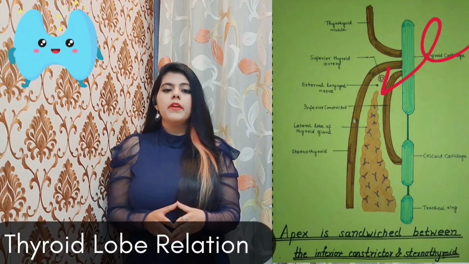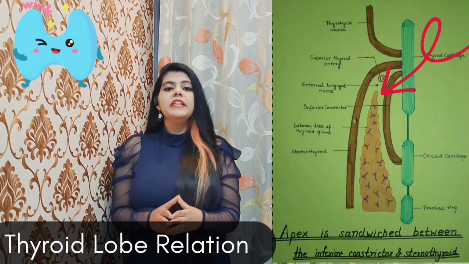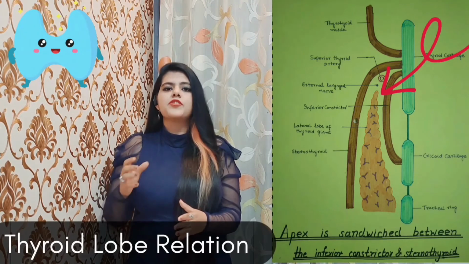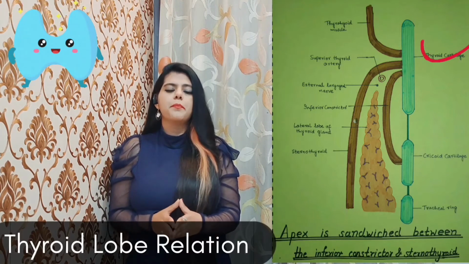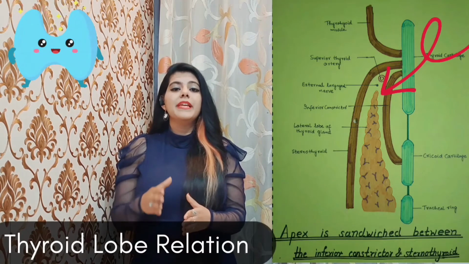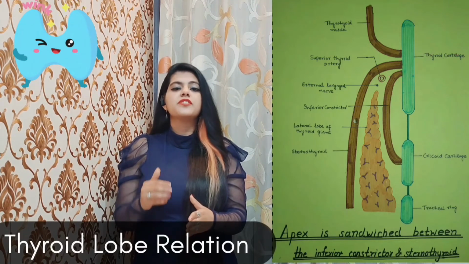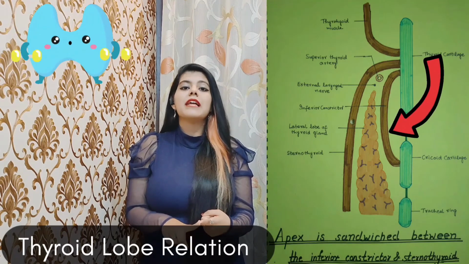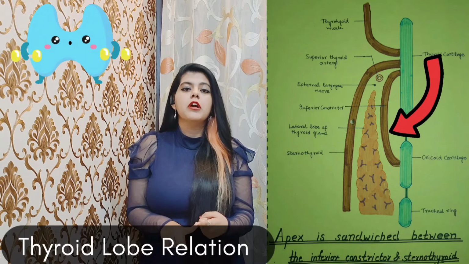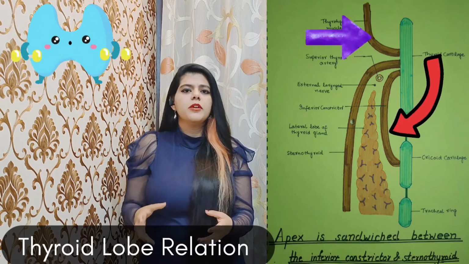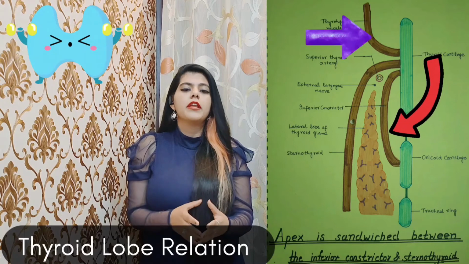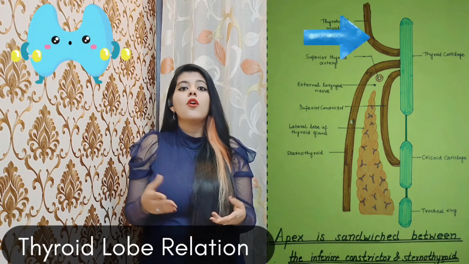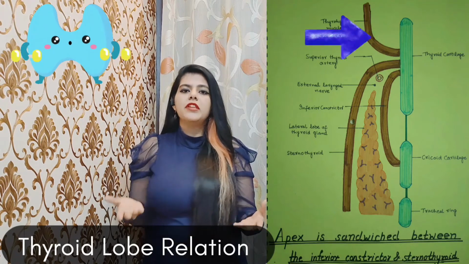The apex is sandwiched between the inferior constrictor medially and the sternothyroid laterally, as you can well appreciate in the picture. Talking about the base, the base extends up to the 5th to 6th tracheal ring. It is mainly associated with the inferior thyroid artery and the recurrent laryngeal nerve. Here the nerve shows a very variable relationship with the artery. It either passes in front of or beside the loop of the artery, or even between the divisions of the artery.